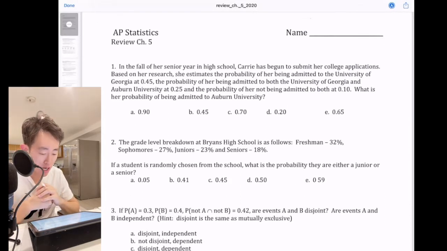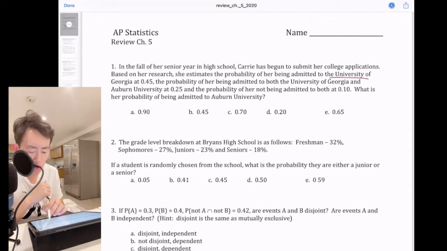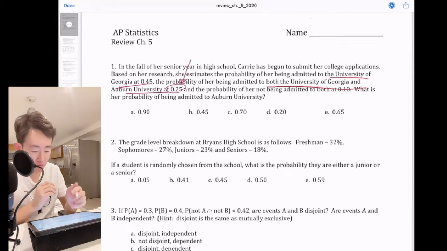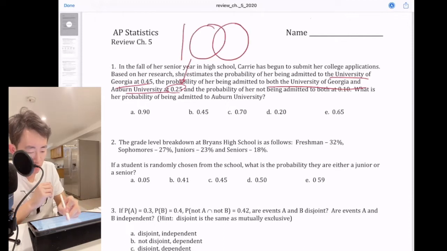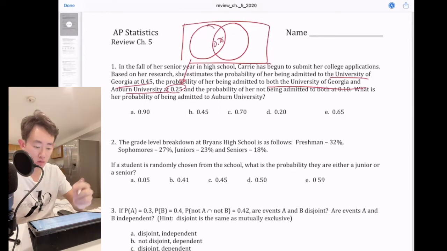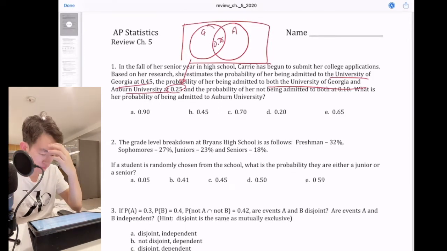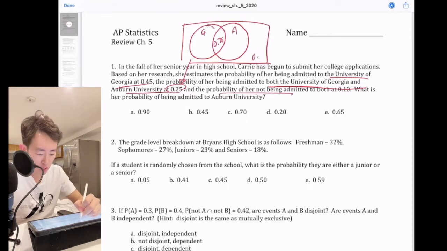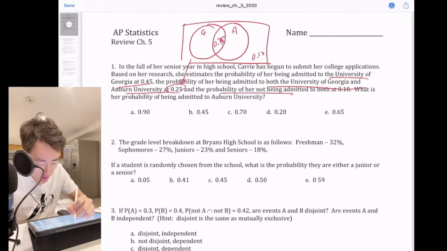In the fall of her senior year in high school, Carrie has begun to submit her college applications. Her probability of being admitted to University of Georgia is 0.45. Admitted to both the University of Georgia and Auburn University is 0.25. So my immediate attention first focuses on this number right here. Here's my Venn diagram with the rectangle around it. So 0.25 will stay in the middle. We have Georgia and we have Auburn. And it seems like the probability of her not being admitted to either is 0.10. So that's a 0.10, by the way, outside.